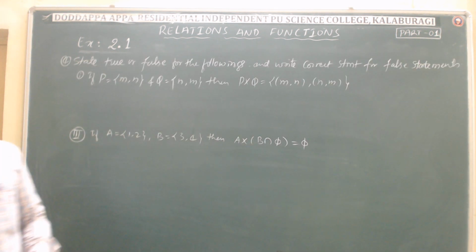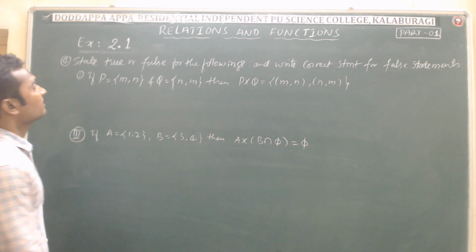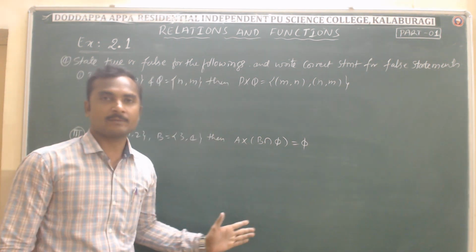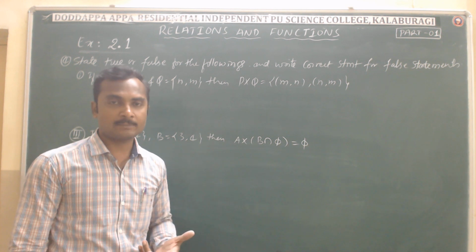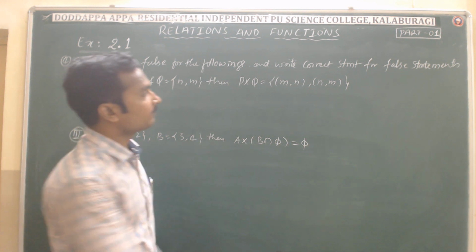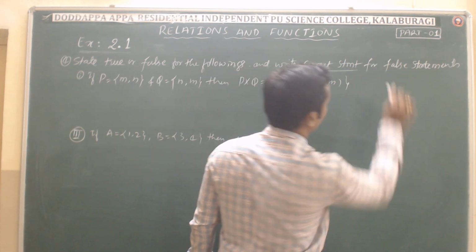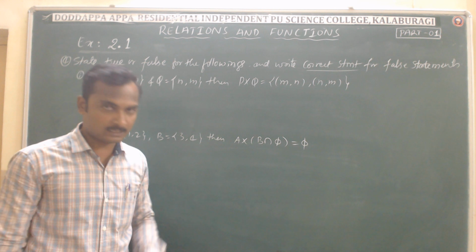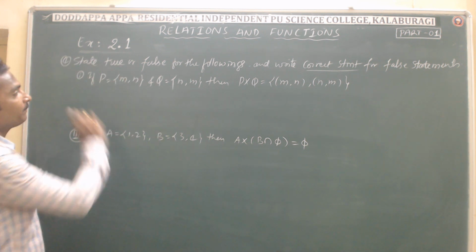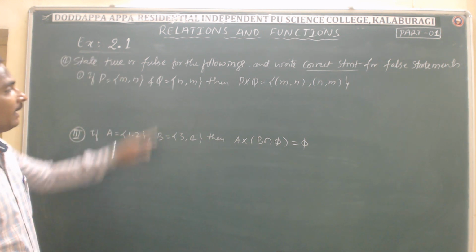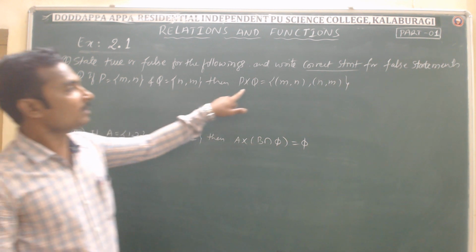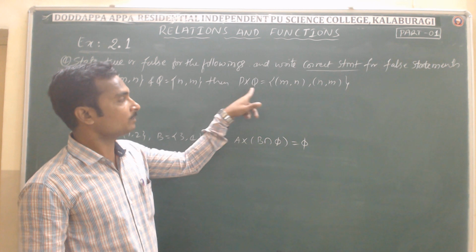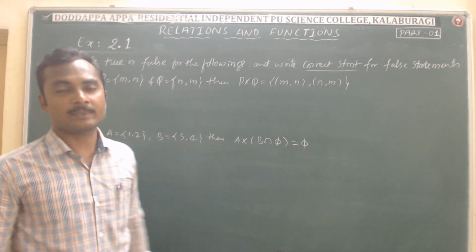Okay students, so one more example is there. State true or false for the following statements. There are statements given here. We have to state whether it is a true statement or false, and if the statement is false, then we have to write the correct statement. First one: if the set P equals m comma n and Q equals n comma n, then the Cartesian product P cross Q contains m comma n and n comma n.